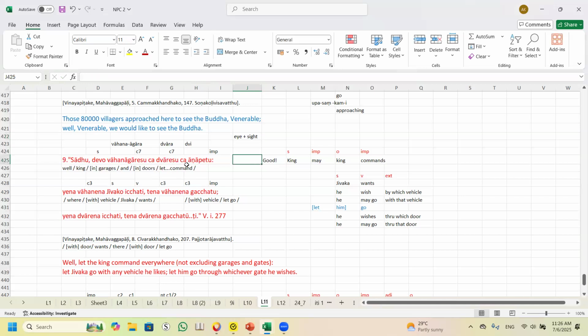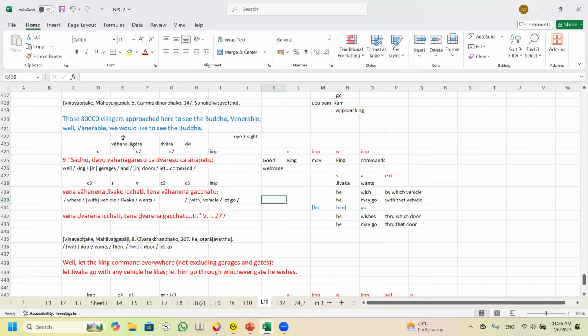So in this case, you can see this Devo is not referring to the deva of the celestial realm. It's referring to the king. Okay, so in this case, sadhu is good. In this case, it can also mean welcome.